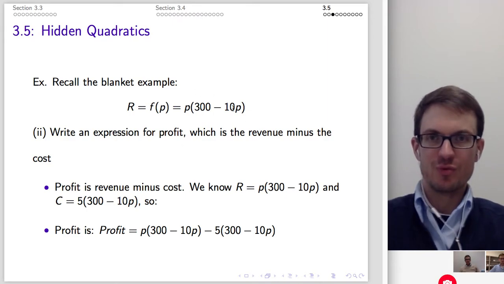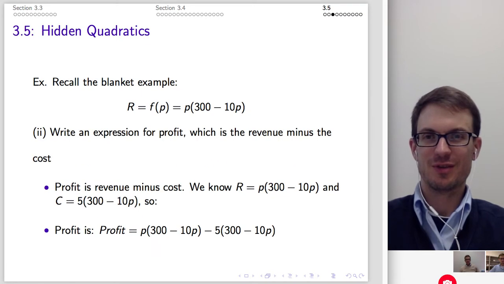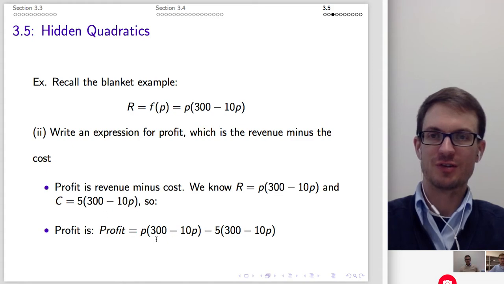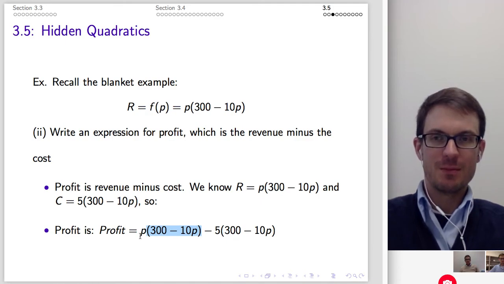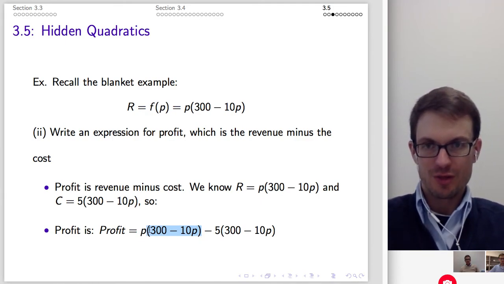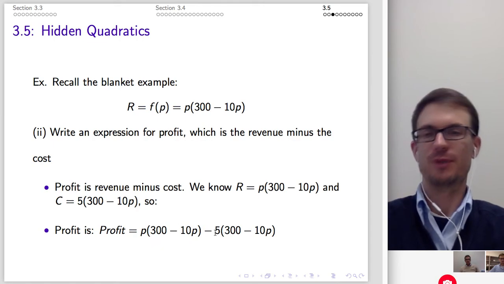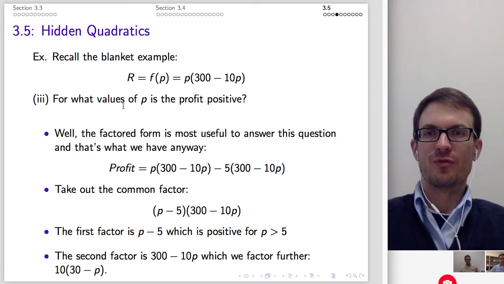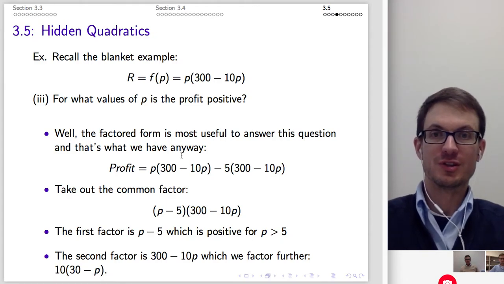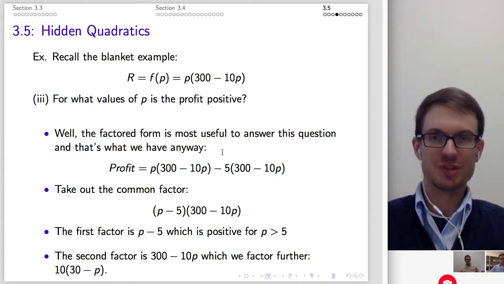Well, this is revenue. We have our cost, right? So profit is revenue minus cost. So revenue is this, cost is this. So profit is going to be price times quantity minus cost times quantity. Alternatively, here's quantity. We could factor this out. So we could write this as P minus 5 times the quantity 300 minus 10p. But here we go. This is an expression for profit. All right. So for what values of P is the profit positive? The factored form is the most useful way to answer this. You'll see why immediately.